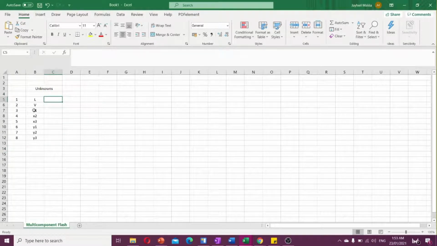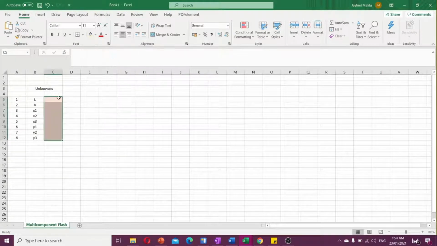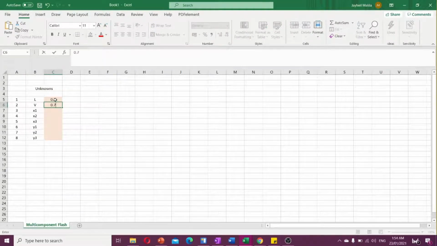Okay, so of course, when we are going to establish the mathematical relationships, there must be some trial and error process and everything. So what I would usually suggest is we need to place a dummy value or dummy values for these cells over here. Let's say our dummy value for L is 0.3 and then our V is 0.7.